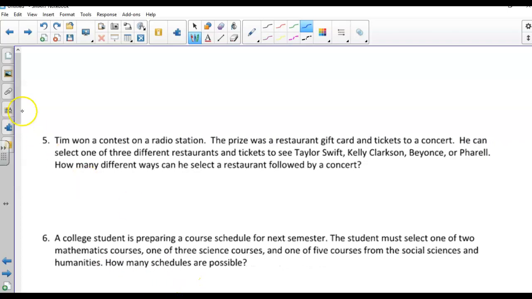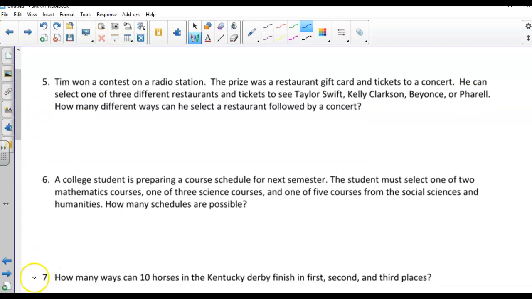All right, number 5. Tim won a contest on a radio station. The prize was a restaurant gift card and tickets to a concert. He can select one of 3 different restaurants and tickets to see Taylor Swift, Kelly Clarkson, Beyonce, or Pharrell. How many different ways can he select a restaurant followed by a concert?